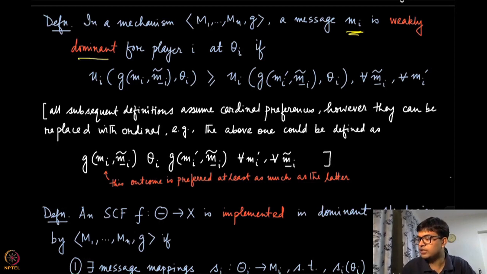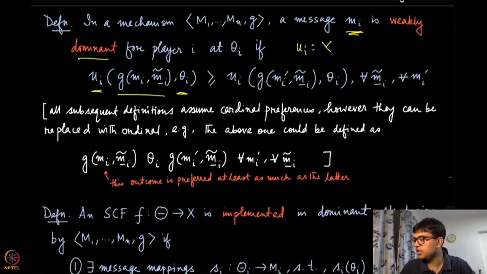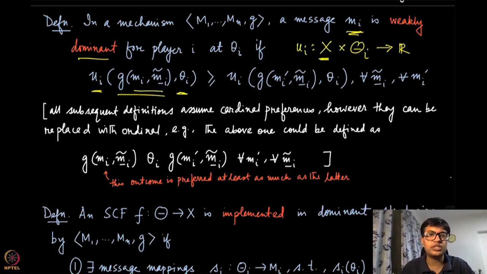If you look at this, you know that the utilities are defined over outcome and its own type. So we remember that UI is nothing but the mapping from X cross capital theta I, this is for independent private valuation, to R. So this outcome X we are going to choose based on what these agents have chosen as their messages. So suppose agent I has chosen its message MI, and other players have chosen some M minus I tilde. And we said that this MI is weakly dominant if it dominates any other message of the same player. So if the player instead chooses MI prime, then this utility will never be larger than the utility that it gets when it picks the message MI under this type theta I. And this should happen for all M minus I tildes.